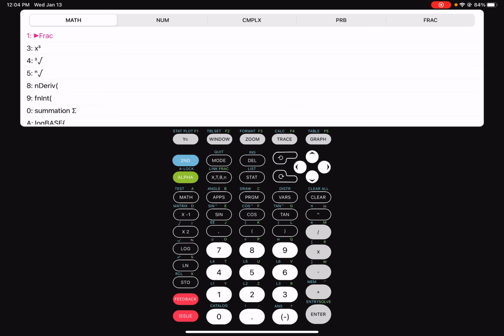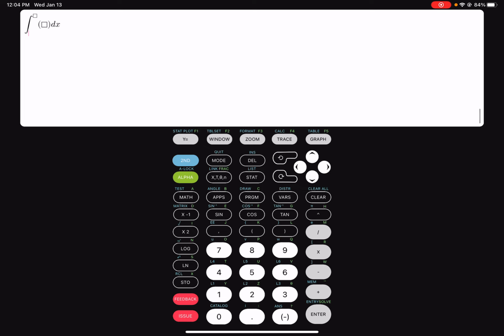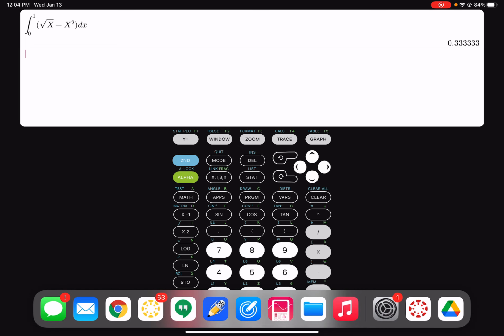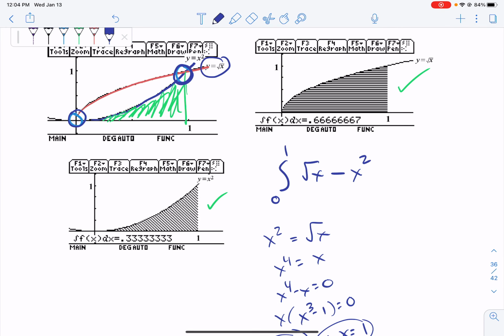So I'm doing a definite integral. I'm going from 0 to 1, and it's of root x. So I'm going to do root x, and then on the outside, I'm going to minus x squared. And that gives me 0.33333, which, if you look at what their values were, the areas of the curve, they would have gotten the same answer, okay?